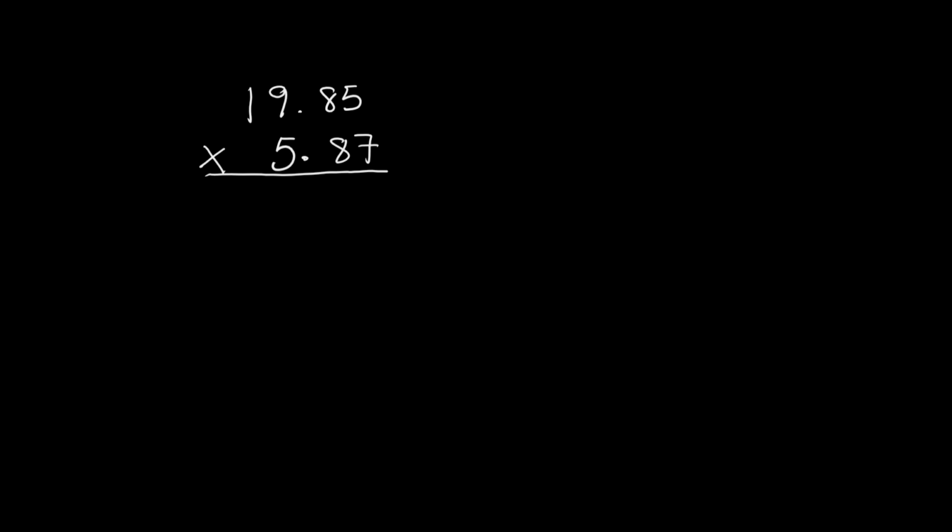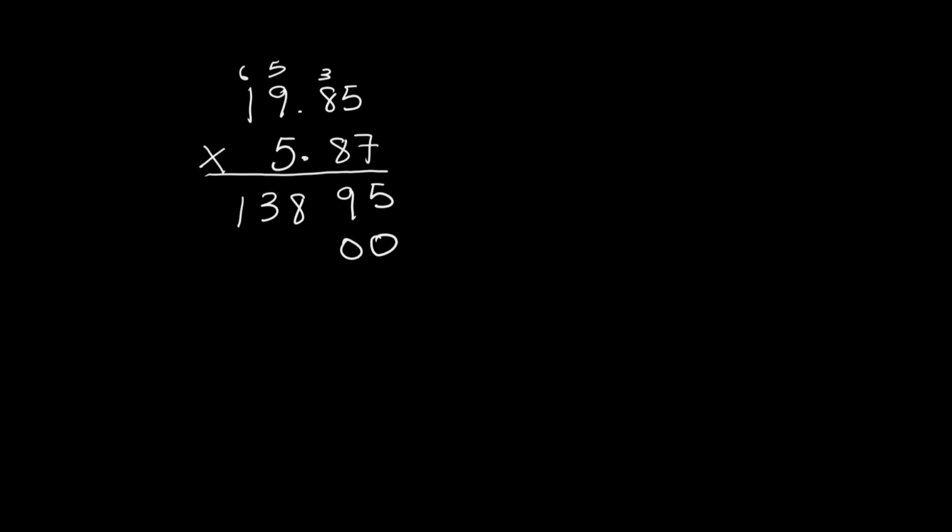Now, as we mentioned before, we will go ahead and multiply as we usually do. So 7 times 5, that's 35. Carry 3. 7 times 8, that should be 56. Plus 3, that's 59. Carry 5. 7 times 9, that's 63. Plus 5, 68. Carry 6. And 7 times 1, that's 7. Plus 6, that's 13.